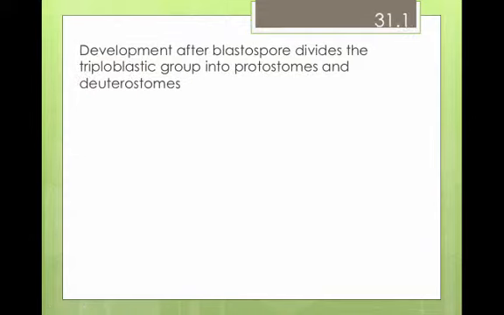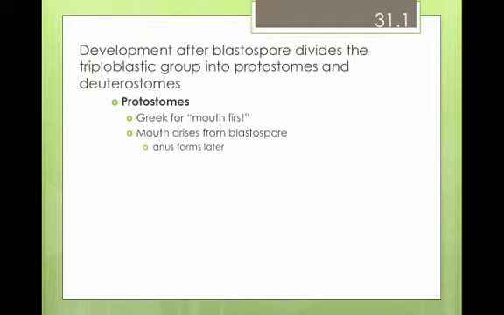So the development after the blastopore divides the triploblastic group into protostomes and deuterostomes. Can never pronounce that. Anyways, so the triploblastics, as we had talked, have 3 layers, and that group can be divided into these 2 groups. So protostomes is Greek for mouth first, and that's because the mouth arises from the blastopore, and then the anus comes later.